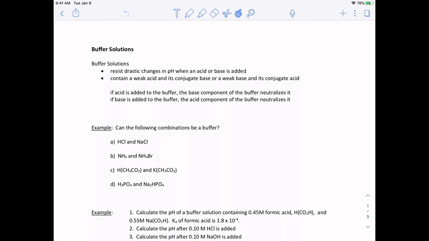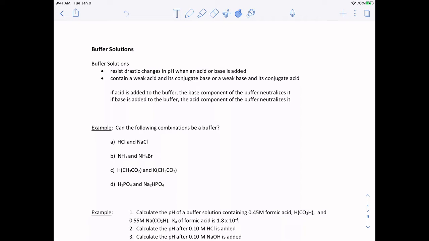So buffers. If we remember, buffers were solutions that when I add an acid or a base to it, the pH doesn't change a lot. So what I'm buffering against are large changes in pH. Buffers contain a weak acid and its conjugate base, or a weak base and its conjugate acid. So a buffer solution is actually a weak acid-base solution itself. If we add an acid to it, then the base component of the buffer is going to neutralize it. If we add a base to it, then the acid component of the buffer will neutralize it. And that's how it buffers against large pH changes.